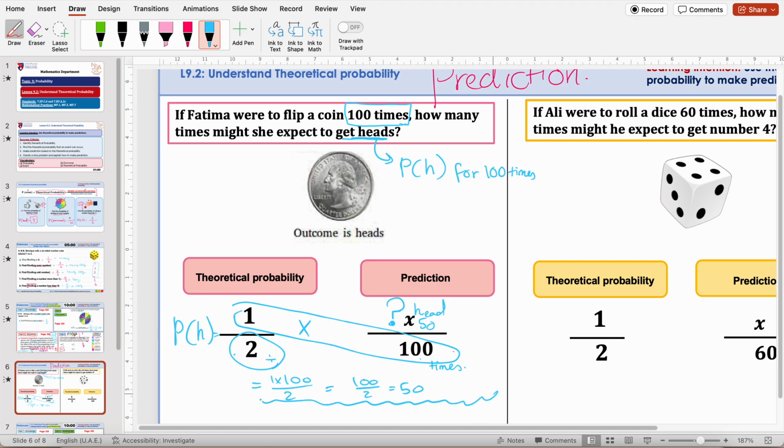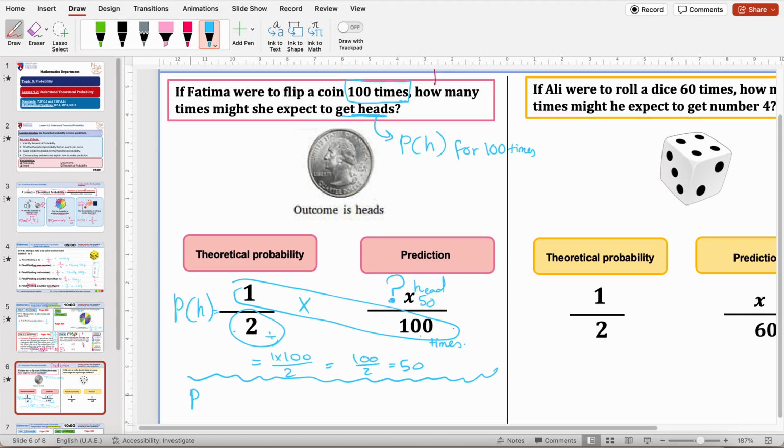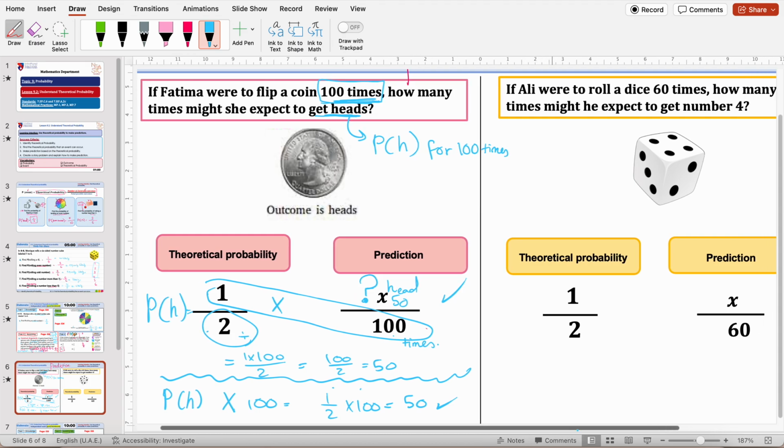This is one way. The other way is to write your probability of landing on heads times how many times you're going to repeat your event, times 100. So probability of landing on heads is half times 100. It's basically 50. The same thing. So either with the butterfly method or multiply the probability by the number of times you're going to repeat it.